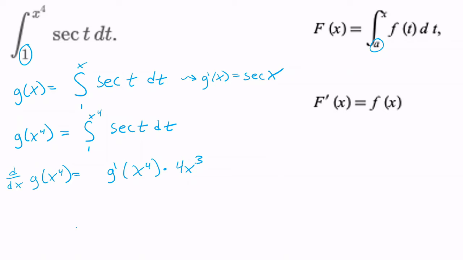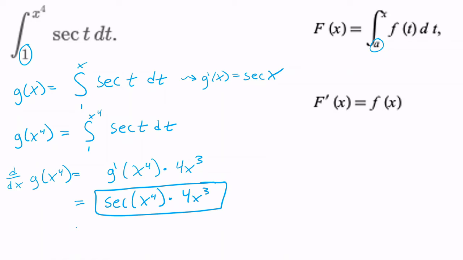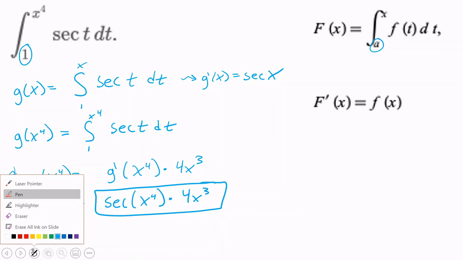But from above, I know what g prime of x is. It's just secant x. Okay, so I'm going to plug that in. That's secant, but instead of x, it's x to the fourth times 4x cubed. Ta-da!